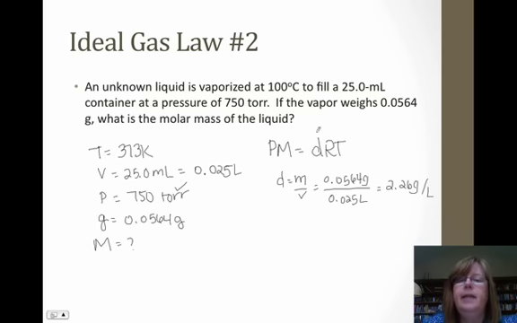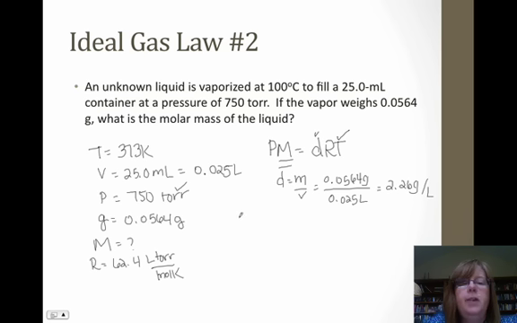Okay, so we got our density. What R will we use? We have the pressure unit torr, and so the R that we need to use is 62.4 liters torr per mole Kelvin. And our temperature is in Kelvin, so we're good to go. All right, so now we are going to plug in our numbers and solve for our molar mass.